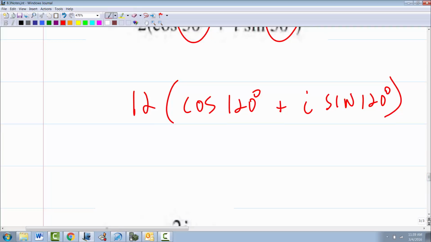What's the cosine of 120? That's a 60 in quadrant 2. -1/2. Isn't it fun? Plus, what's sine of 120 then?